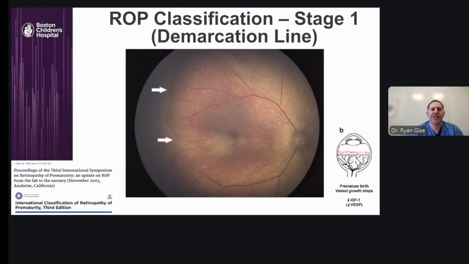Once we start to see stage 1, this is more that ROP is present. It's still very mild, but you can see where there's a clear demarcation between vascular and avascular retina, and that's denoted by the white arrows.